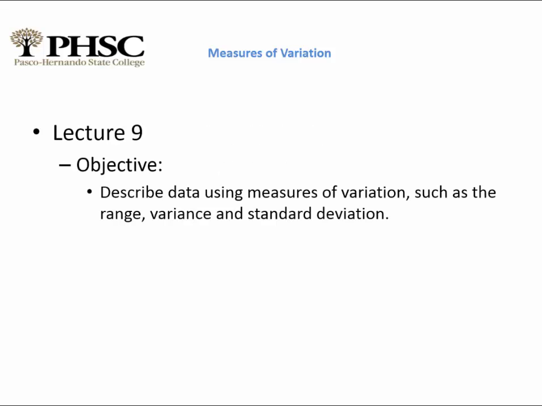So the objective for this lecture is we're going to describe data using measures of variation. What we're going to talk about is the range, the variance, and standard deviation. We've already done the range in some of the examples that we've done in class, but we're going to go over that again, and then also introduce variance and standard deviation.